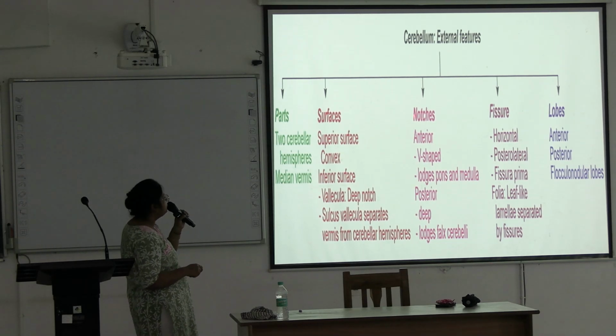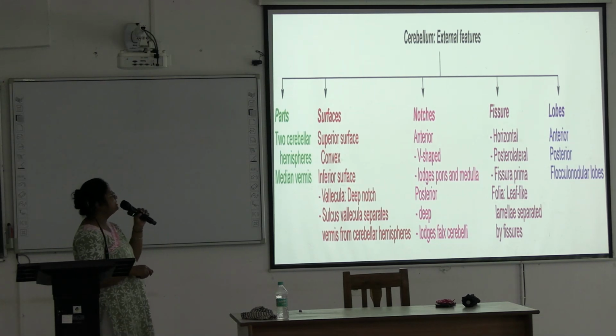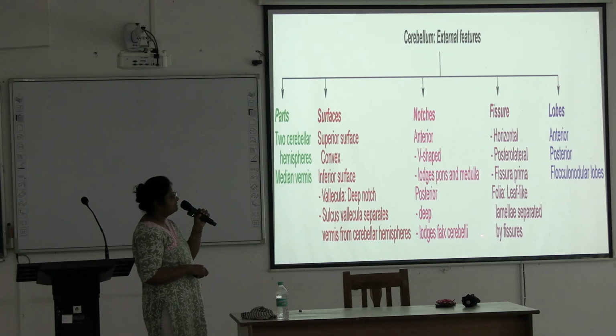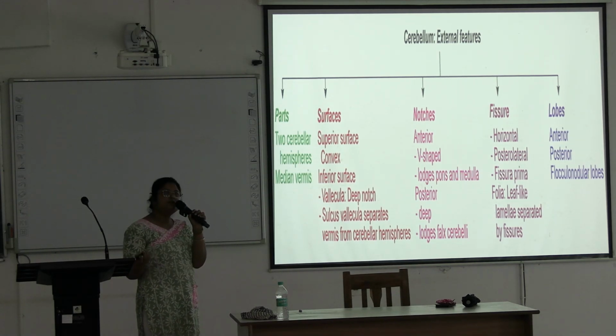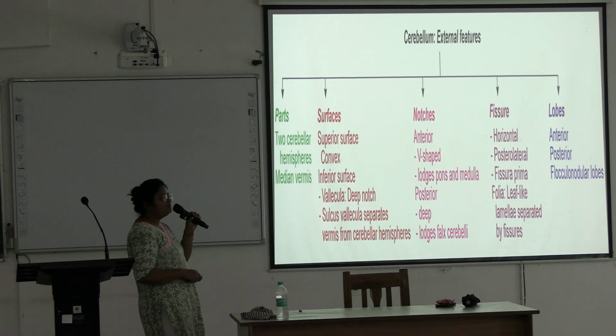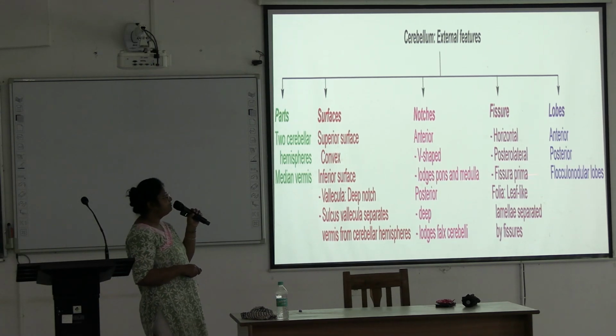Next there are notches. Anterior notch is V-shaped and lodges the pons and medulla, and posterior notch is deep and lodges the falx cerebelli. Falx cerebelli is projection of the dura mater that separates two cerebellar hemispheres. Next we are going to fissures. Important fissures: horizontal fissure, posterolateral fissure, fissura prima.